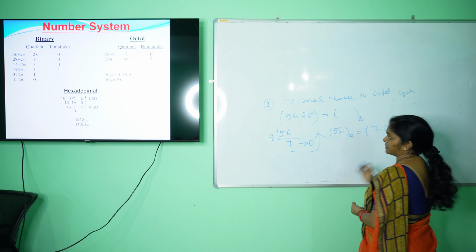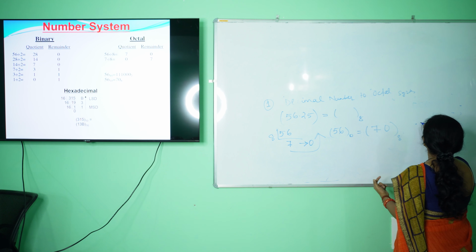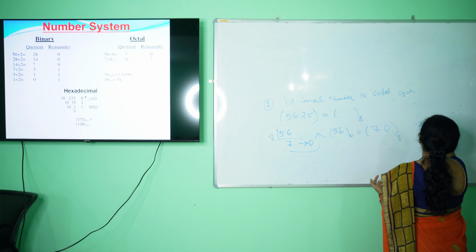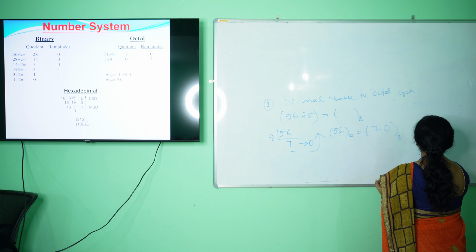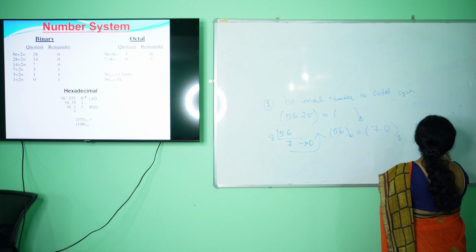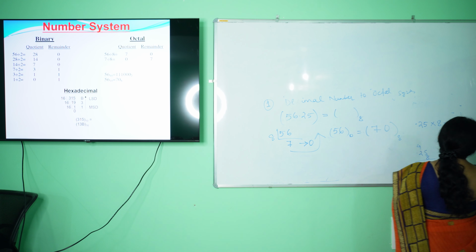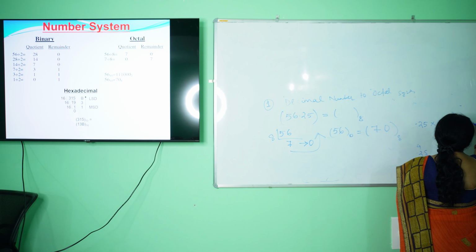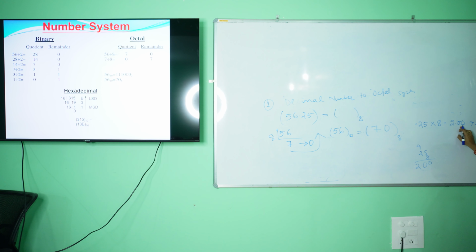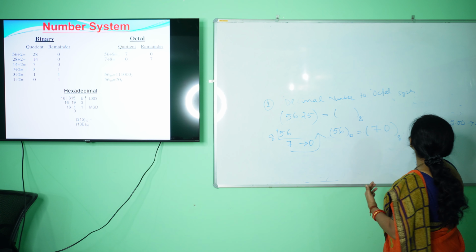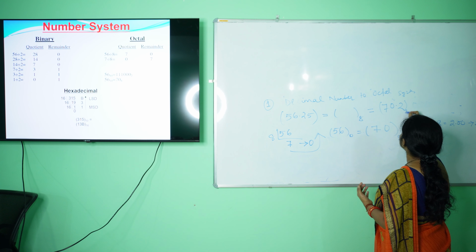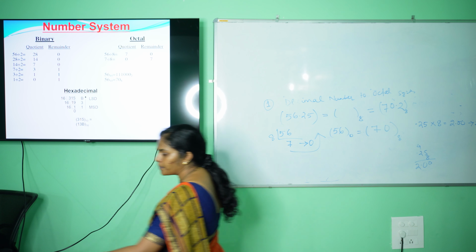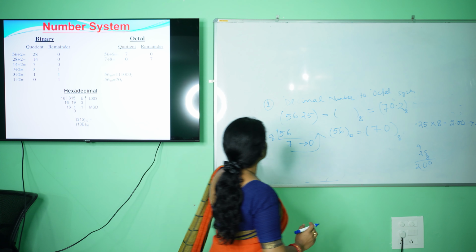You are getting that here. Again 0.25. Same principle, 0.25 into 8 you have to do. That means 8 4s are 32, 0.25 into 8 is coming as 2.00. So here you will store 2. Again here it is coming as 00, so no further multiplication. So your answer is 70.2 in the octal number system. So I hope decimal to octal is clear.